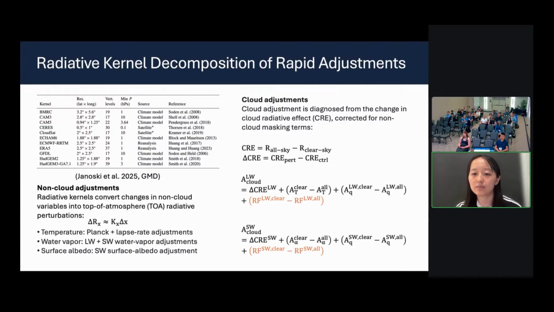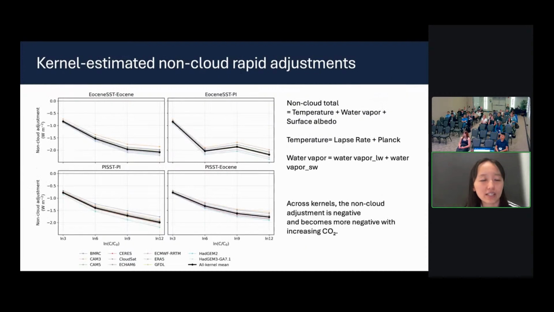Most of these terms are straightforward to calculate. The main challenge is the forcing correction term, because it can be comparable in magnitude to the cloud adjustment itself. As a result, the diagnosed cloud adjustment is quite sensitive to the accuracy of the forcing estimate. Ideally, we would like to use instantaneous radiative forcing for this correction. However, because we are still working through the port validation issue, the kernel-based cloud adjustment analysis is not yet complete. But we can still take a look at the non-cloud results.